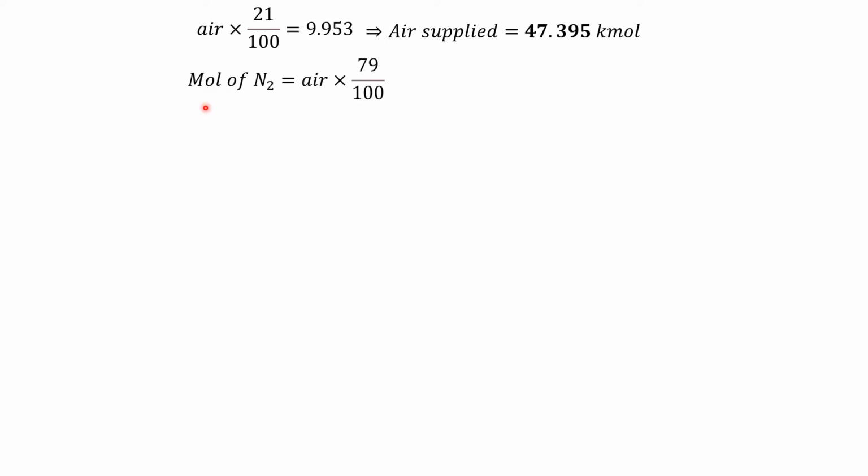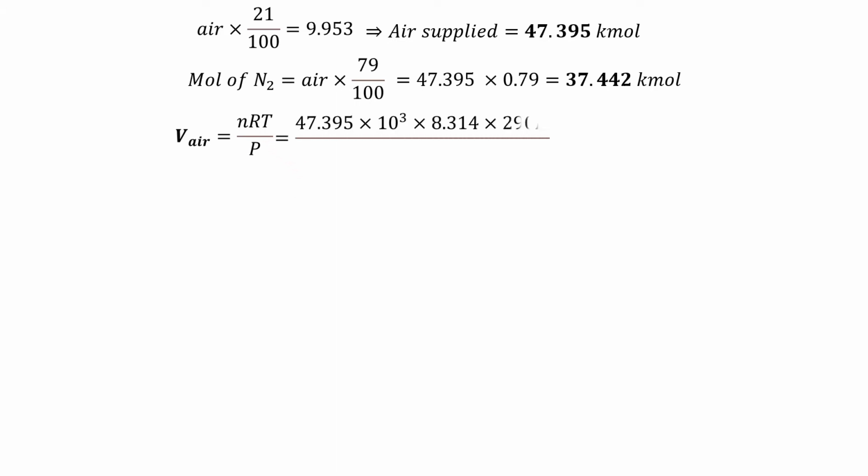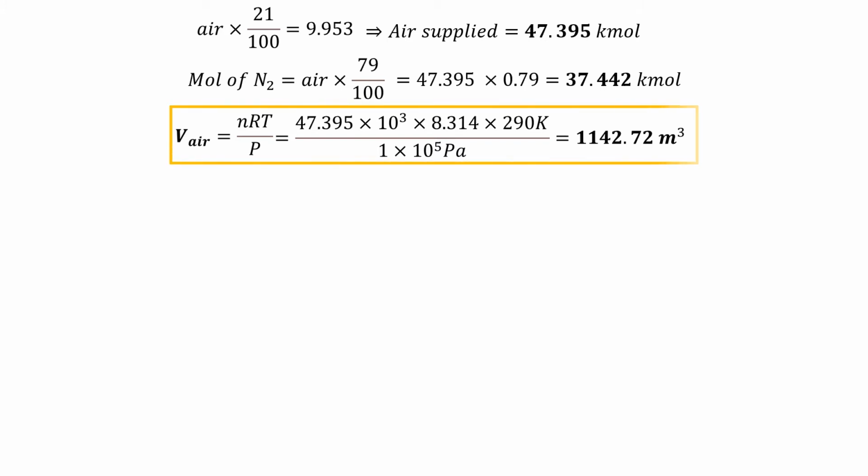Further, we can write the moles of N2. The moles of N2 will be equal to 79% of air, so we can find the moles of nitrogen. Further, we can find the volume of air using the ideal gas equation. After putting in all the values, we will get 1142.72 meter cube. So this is the volume that we had to calculate.